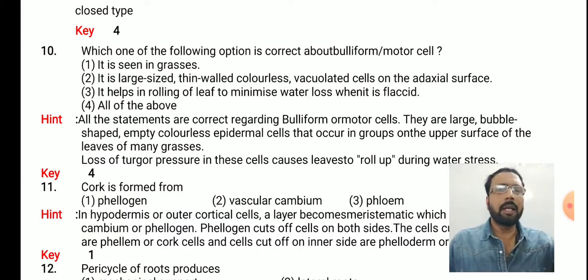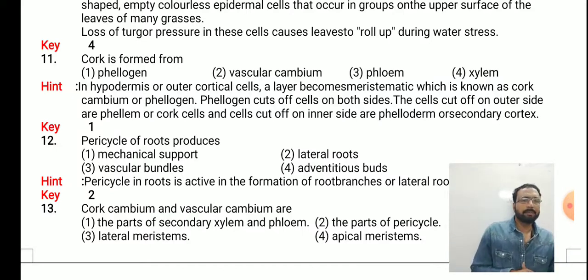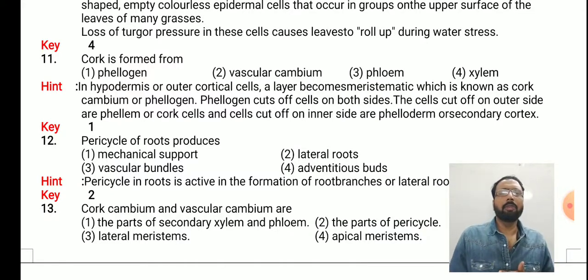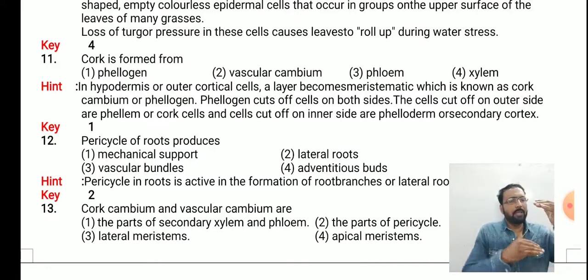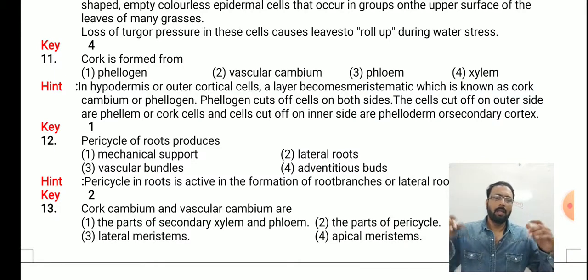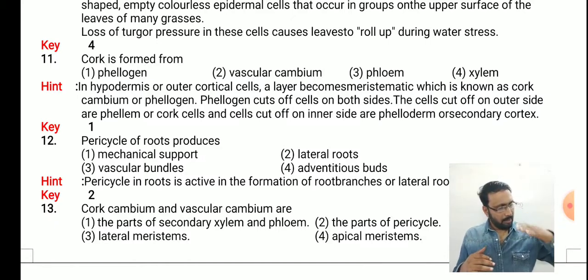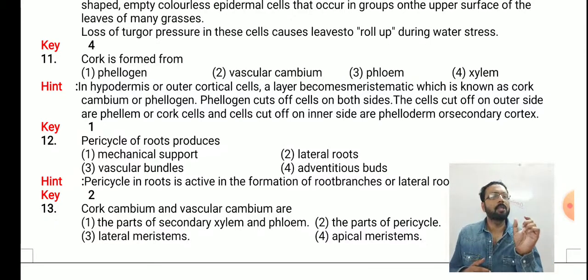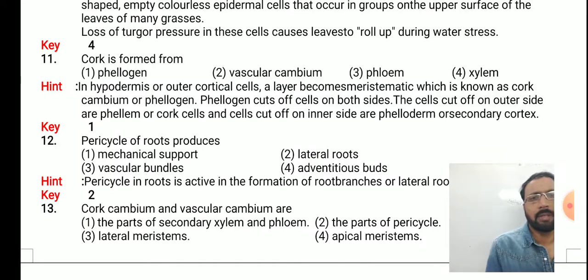All are correct. Then cork cambium. Cork cambium is formed from phellogen. Cork is formed from cork cambium. Do you remember that? Phellem, phellogen, phelloderm. Like cork cambium and secondary cortex. Clearly, cork cambium forms cork and secondary cortex. So cork cambium is nothing but phellogen. Remember that.